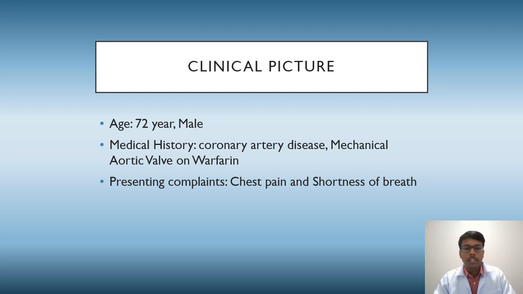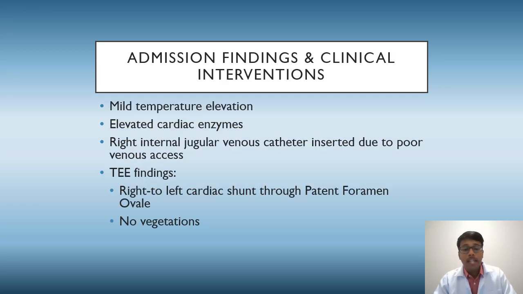Coming to the clinical picture, a 72-year-old male with a medical history of coronary artery disease and a mechanical aortic valve, on warfarin, presented with worsening chest pain and shortness of breath. On admission, the patient had mild temperature elevation and elevated cardiac enzymes. A right internal jugular venous catheter was inserted due to poor peripheral venous access. A transesophageal echocardiography was done due to the suspicion of infective endocarditis and a mechanical aortic valve.